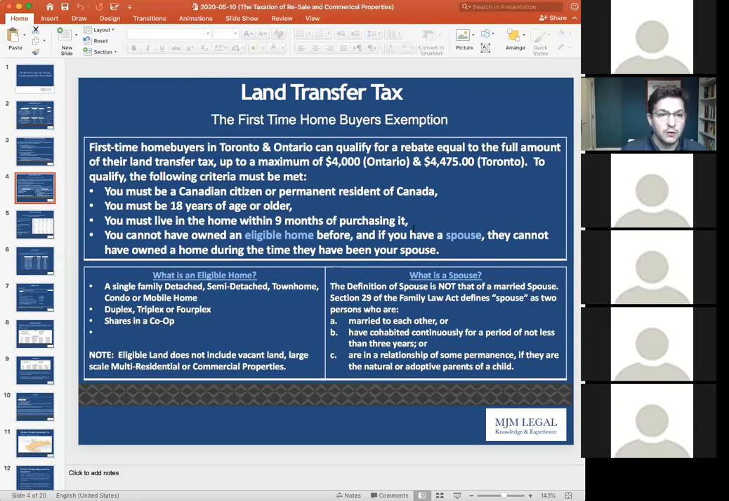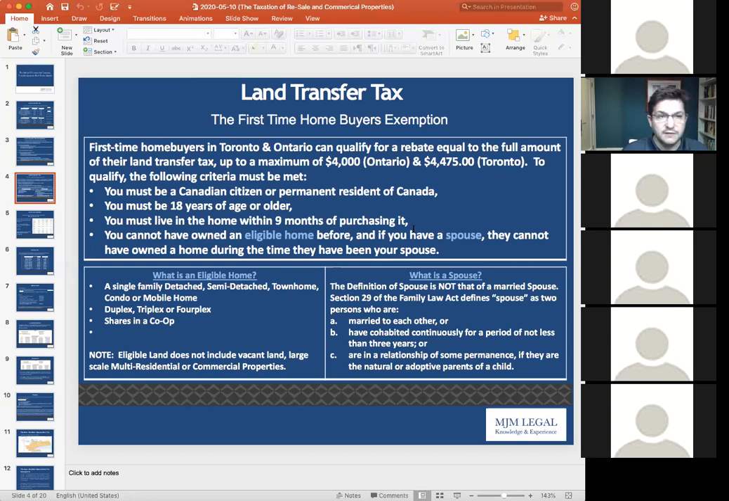In fact, one of the questions that a lawyer will ask you at the time of closing is, is this property something where you or your spouse will ordinarily reside within 9 months? You have to swear that. And most importantly, you cannot have owned an eligible home before. And if you have a spouse, they cannot have owned a home during the time they've been your spouse.